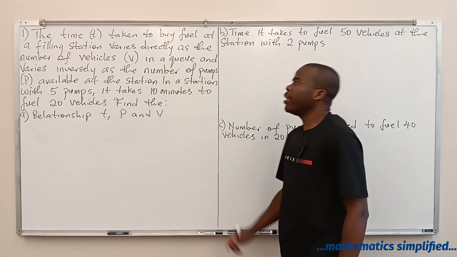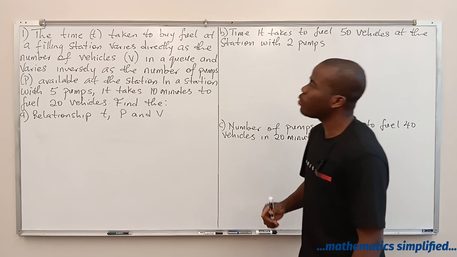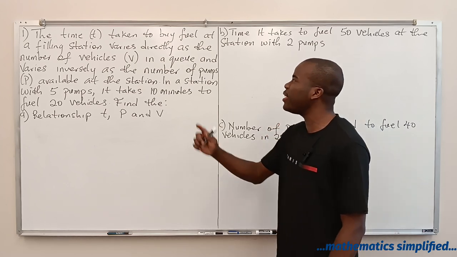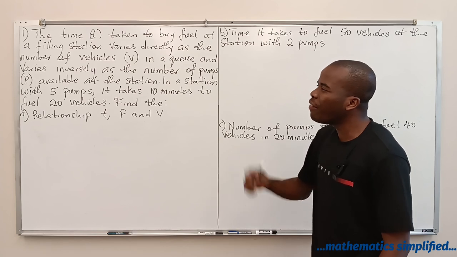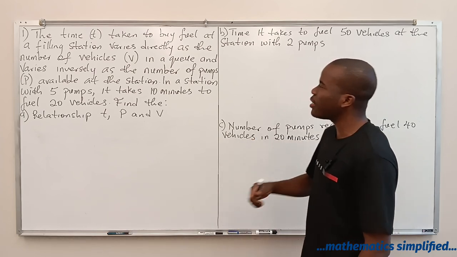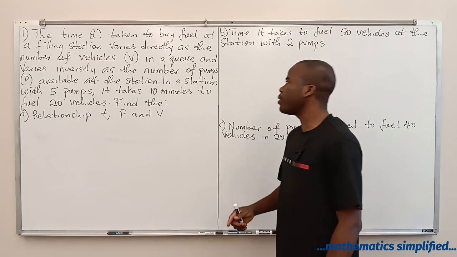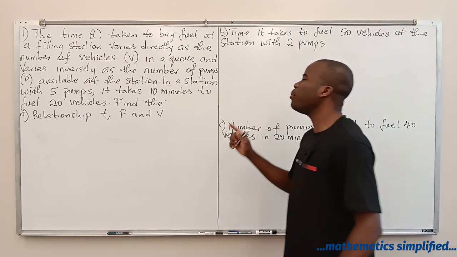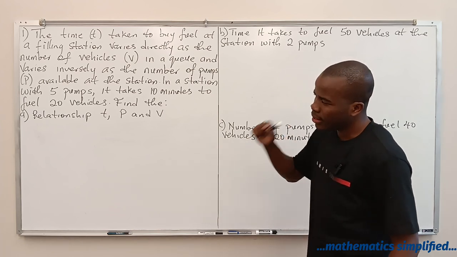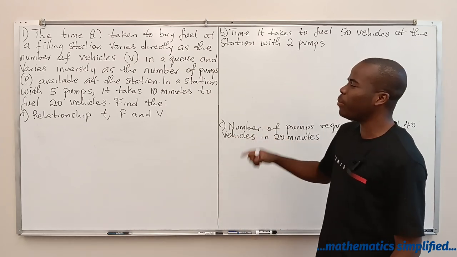Question 1 says, the time taken to buy fuel at a filling station varies directly as the number of vehicles in a queue and varies inversely as the number of pumps P available at the station. In a station with 5 pumps, it takes 10 minutes to fuel 20 vehicles. Find the relationship between T, P, and V.